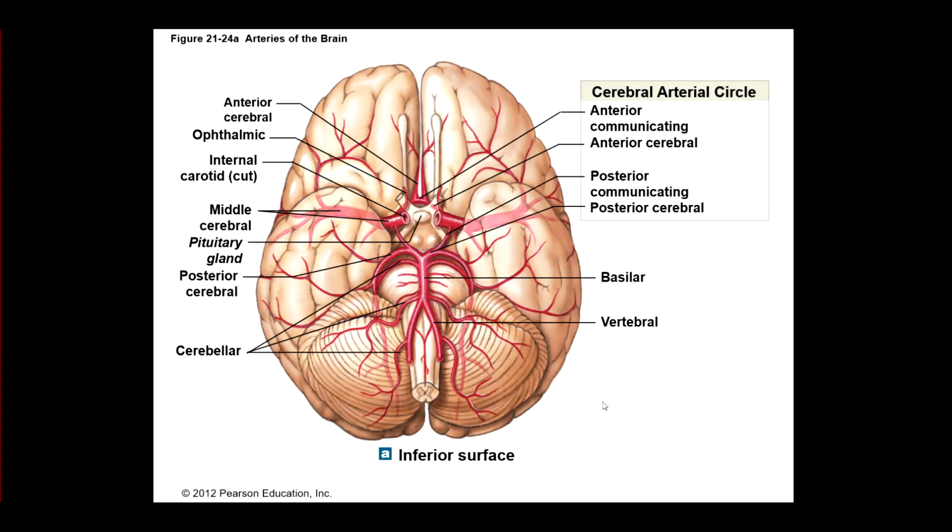Aneurysms frequently occur where there are bifurcations, where the vessels are splitting. So like let's say here, here, here, that type of thing. Many times these are called berry aneurysms in this region, and the problem is if they burst, it could be fatal, right? It could happen to anybody at any age. So you will hear about aneurysms around the circle of Willis.